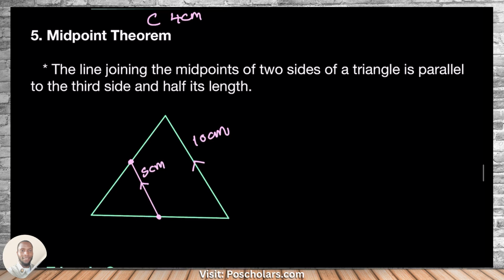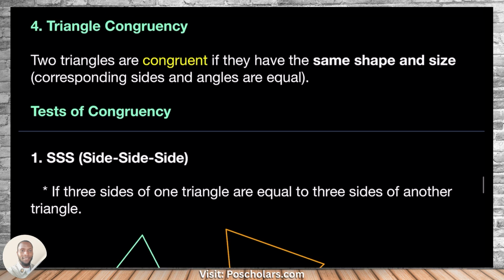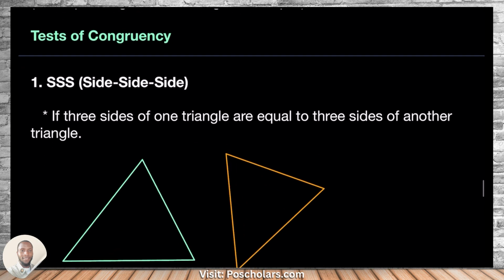Now, the next concept or next subtopic is triangle congruency, right? Two triangles are congruent if they have the same shape and size. So that's the basic definition for congruency. When two shapes have the same shape and size, they are said to be congruent. Now, how do you test for congruency? How do you know that two shapes are the same, right? So the first condition is SSS, and the formula is side, side, side.